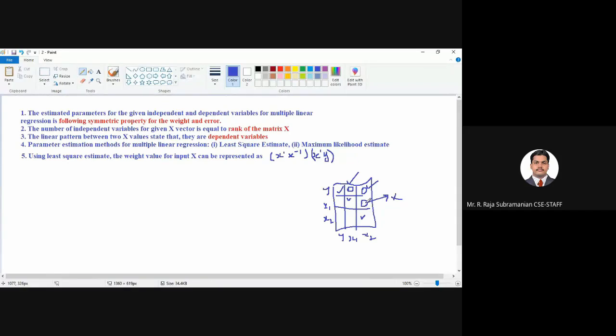I will also share the notes for linear regression. Hope you have taken the screenshots for the least square estimate. I'll go on to the maximum likelihood estimate. Okay, now I'll erase this.